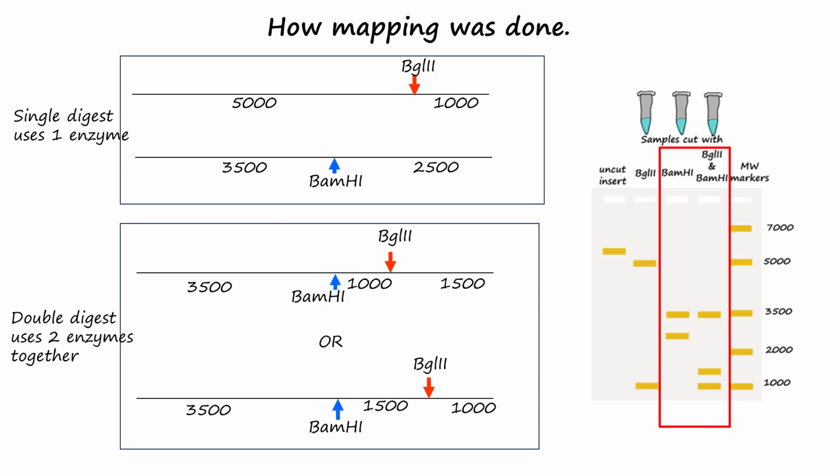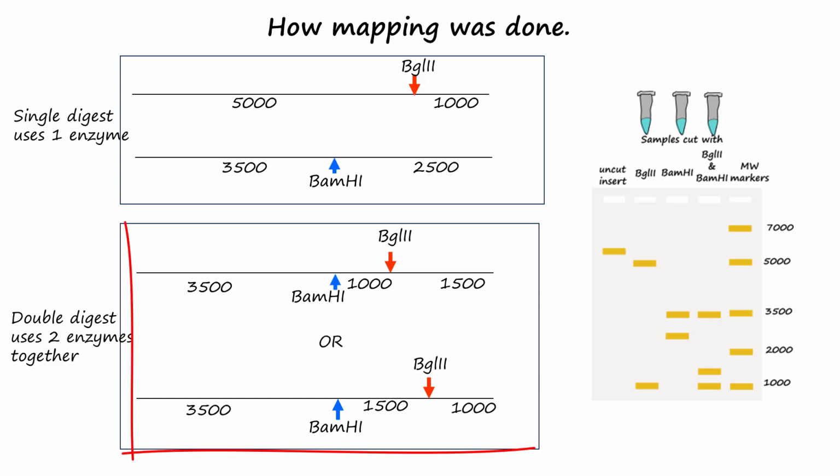Take, for example, BamH1. Since both digests have the 3000 base pair fragment, it must be the 2500 base pair fragment in the BamH1 digest that BglII has cut in the double digest to produce pieces of 1000 base pairs and 1500 base pairs. But there are 2 possibilities. The 1500 base pair fragment or the 1000 base pair fragment could be located at the center.